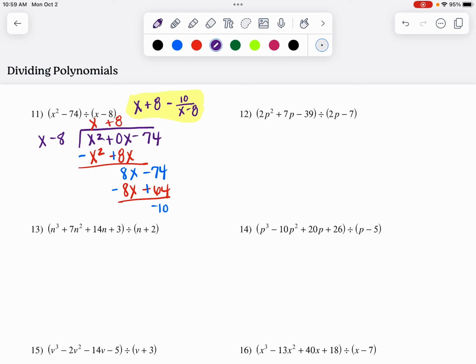Number 12. Oh, I didn't realize number 12 had a 2 in the front. Not going to give you one of those. Let's not worry about those right now.